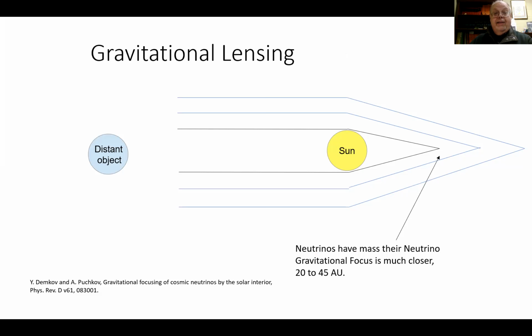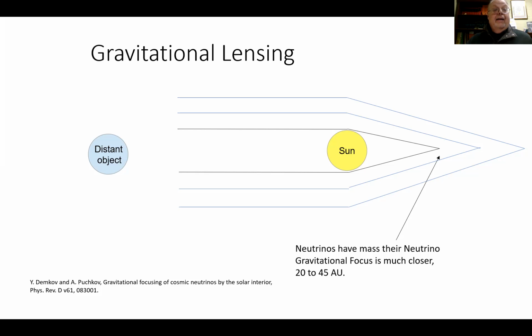Gravitational lensing with neutrinos is a little different. The neutrinos have a mass, a non-zero mass. We don't know exactly what it is, but if we believe some of the estimates of the lower limits and upper limits, we can estimate that the neutrino has a mass that generates a gravitational focus much closer to the sun, somewhere around 20 to 45 astronomical units away.